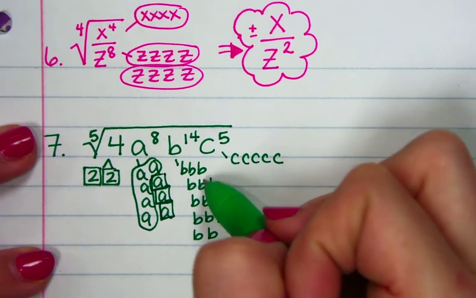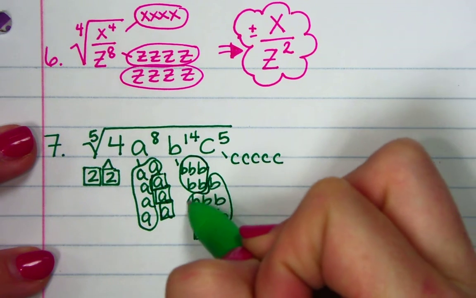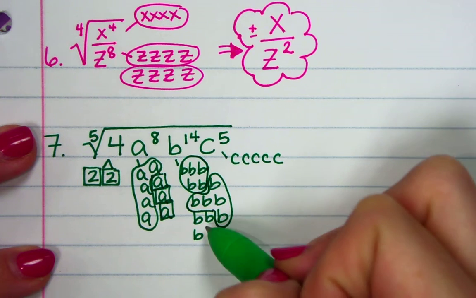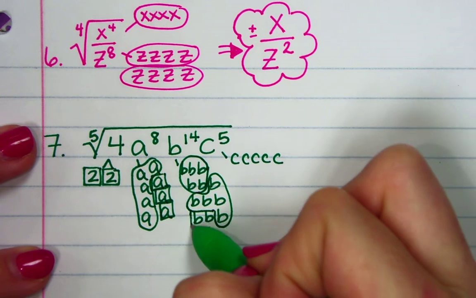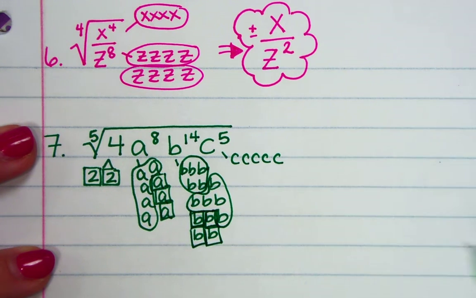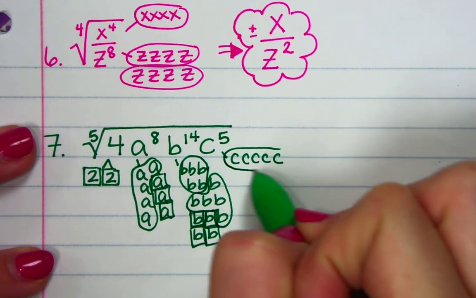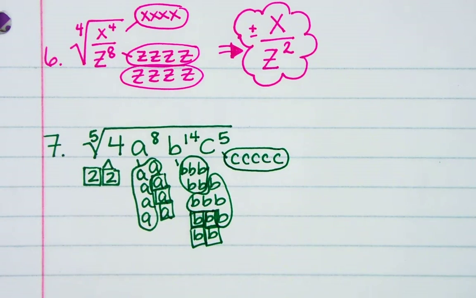Then same thing with the B's. I've got a group of 5 here. Let's see, group of 5 here. And then I got 4, so 4 leftovers. 1, 2, 3, 4 leftover B's. Then with C's? No leftovers, right? I got 5 C's.